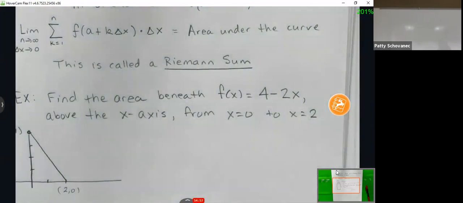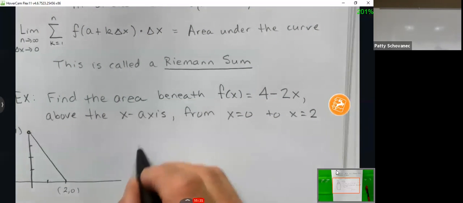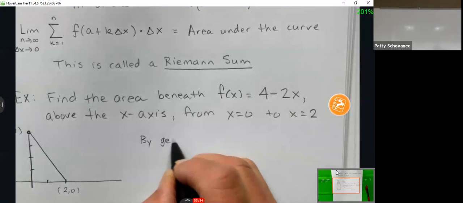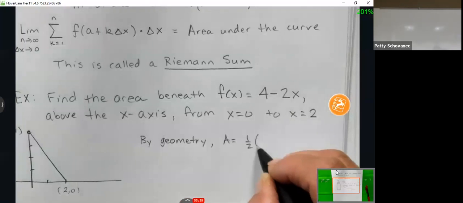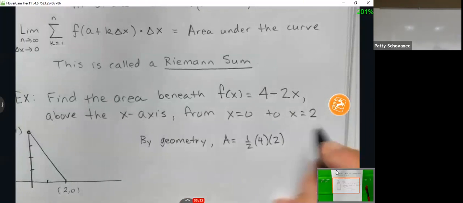The area that we're looking for is the area of that triangle. Quick, what is the area of that triangle? You have a definition of quick? 1/2 base times height, 1/2 of 4 times 2. Right? Area is 4. So by geometry, the area is 1/2 of base times height, but either way we're going to get 4 square units.